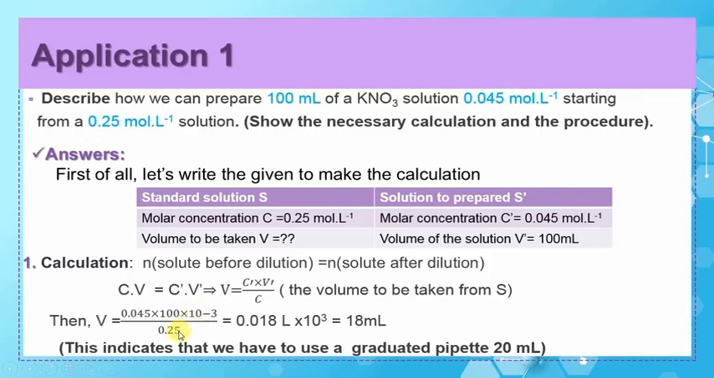Over 0.25, the value is 0.018 liter. At the same time, it is equal to 18 milliliters. This indicates that we have to use a graduated pipette of 20 milliliters.